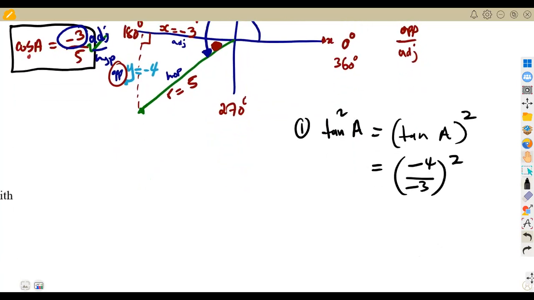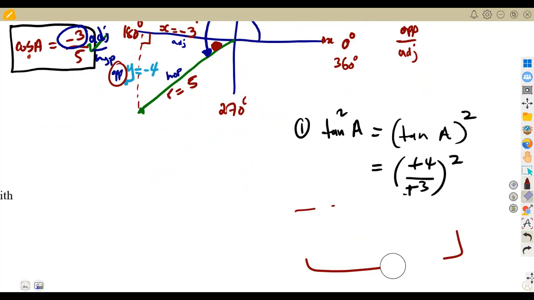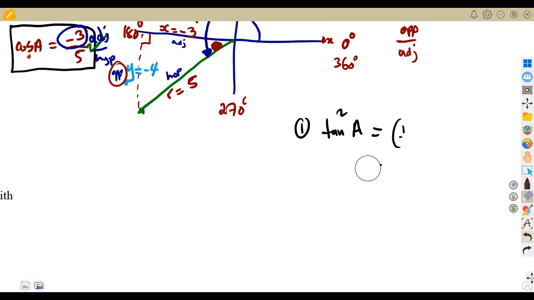All right, so we can simplify this directly. This simply means we've got 4/3 to the exponent of 2, which is going to give us 16/9. Or you can just use your calculator directly to get the tan squared A, which is 16/9 in that case.